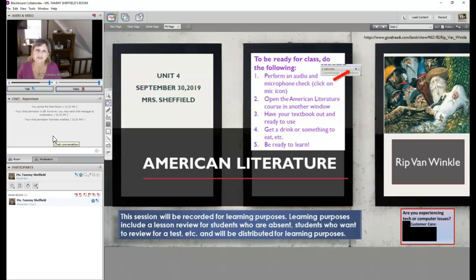We're going to start a brand new unit today, Unit 4, where we're going to be looking at the American mythology. And one of the stories we're going to pay particular attention to is Rip Van Winkle.